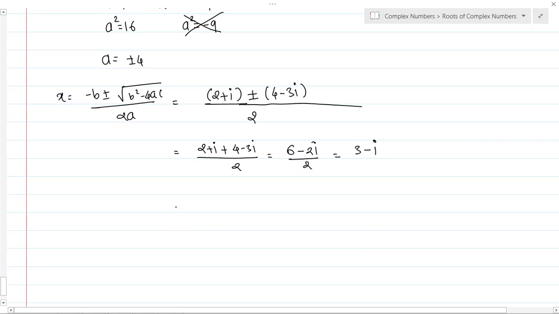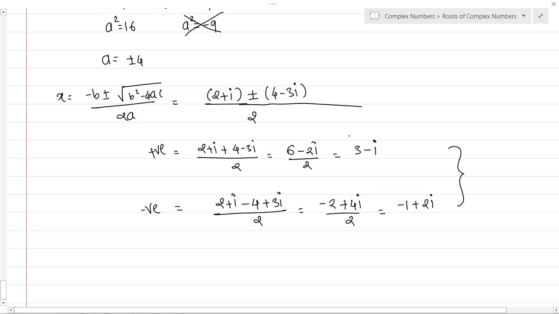The second value of x becomes, here I took the positive, so now you take the negative, which is 2 plus i minus 4 plus 3i upon 2, which is nothing but 2 minus 4 becomes minus 2, i plus 3i becomes 4i, upon 2, minus 1 plus 2i. Okay, that's it. This is the answer to this question. These are the two values of x which satisfy the given quadratic equation: 3 minus i and minus 1 plus 2i. Perfect.